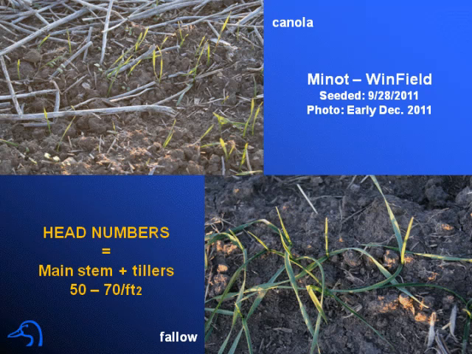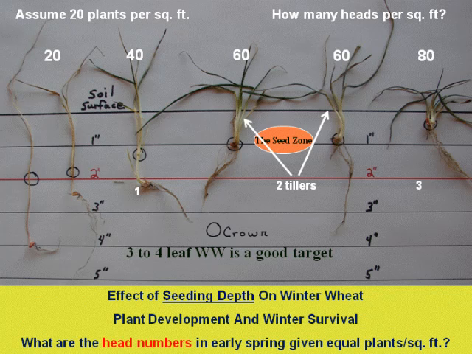What I wanted to mention, though, if you look in the lower left-hand corner of your screen, are the head numbers that we use to determine whether we want to go in early and get the nitrogen on, or if we've got the flexibility to wait till that 4 to 5 leaf stage. If we've got main stem plus tillers to create head numbers in that 50 to 70 per square foot, we're pretty comfortable and think we've got the flexibility to do it any time from now up until that 4 or 5 leaf development stage. And so let's just move on here, and I'll give you a little demonstration.